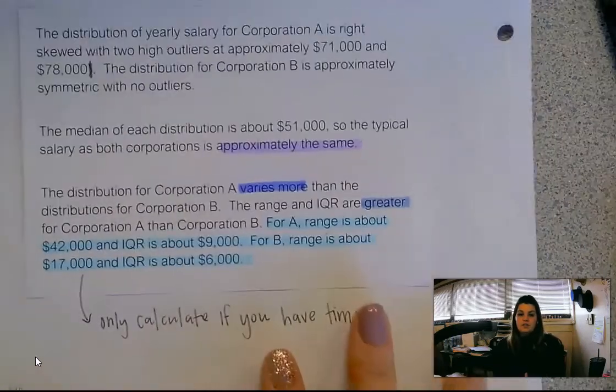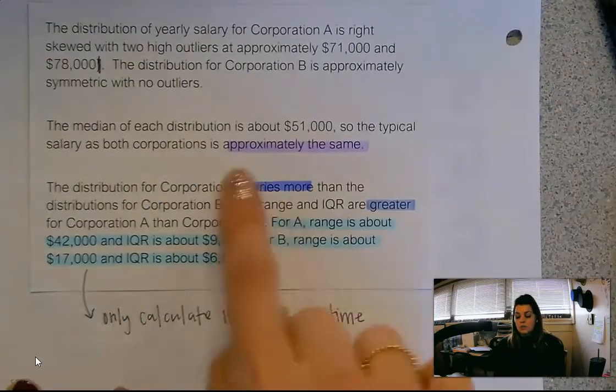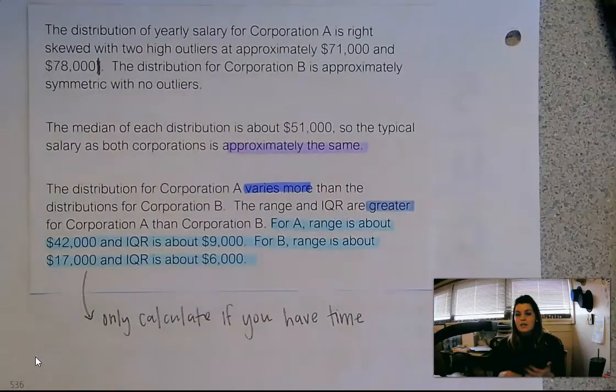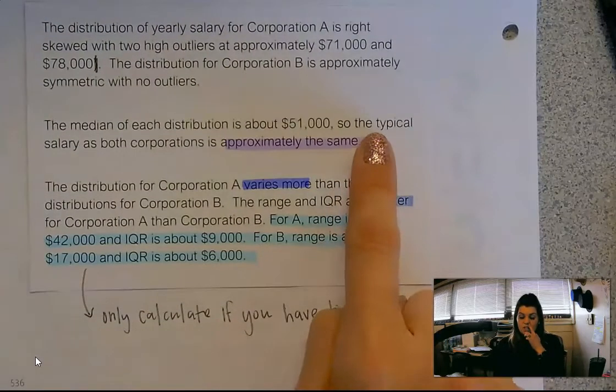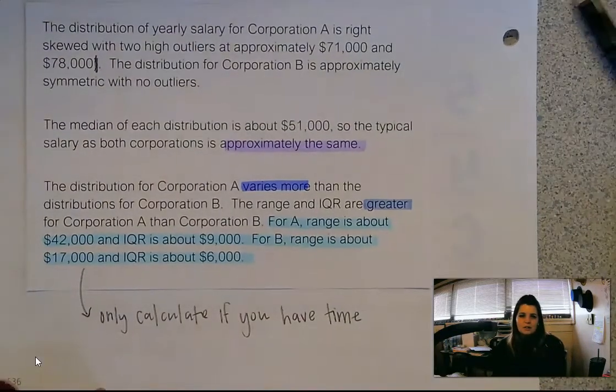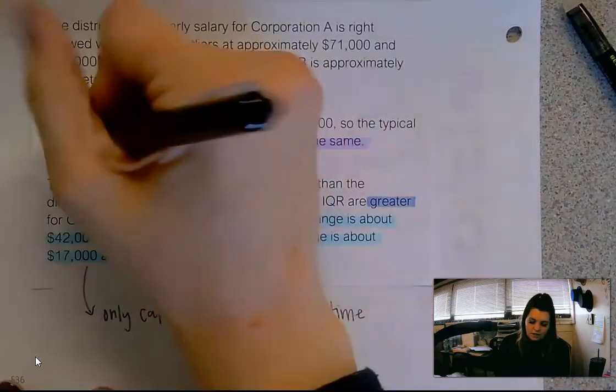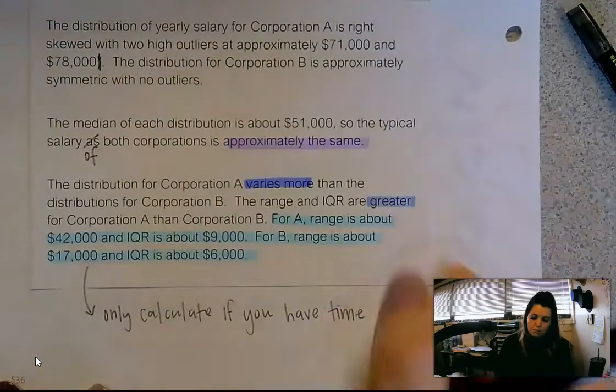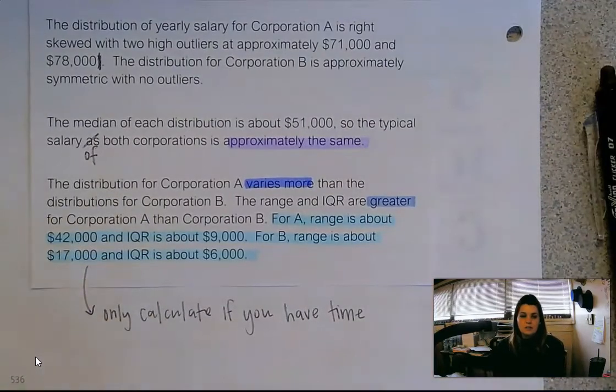The median of each distribution is about the same. So what I have highlighted is what you would absolutely need. The value of those medians is 51,000. Notice that I am giving the context. The typical salary for both corporations is approximately the same. The median of the distribution is about 51,000, so the typical salary of both corporations is approximately the same.